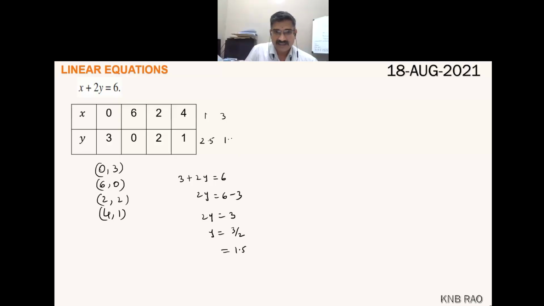Can I tell another solution, sir? x is equal to 5 and y is equal to 1 by 2. Okay, sir, can I tell? x is equal to 8 and y is equal to minus 1.